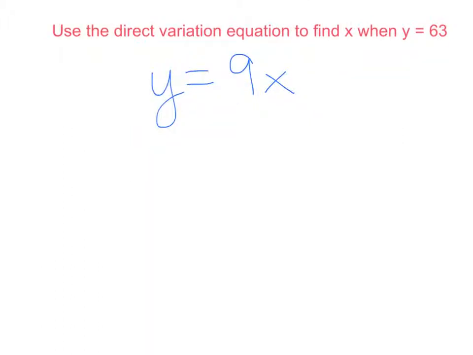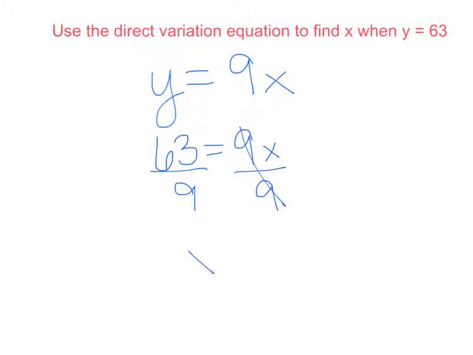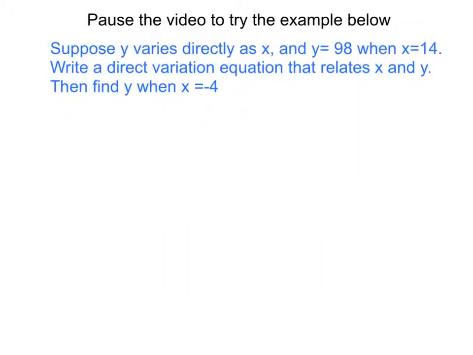So once you have the direct variation equation, then you can use it to solve for a variable. So here it says use the direct variation equation to find x when y is 63. So we plug in y and we solve. Divide both sides by 9, and you get x equals 7 when y is 63. Pause the video to try the example below.